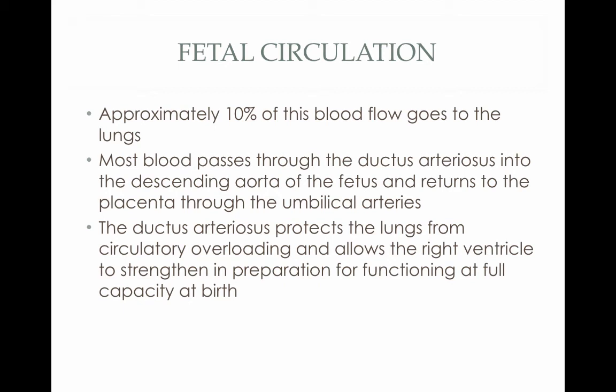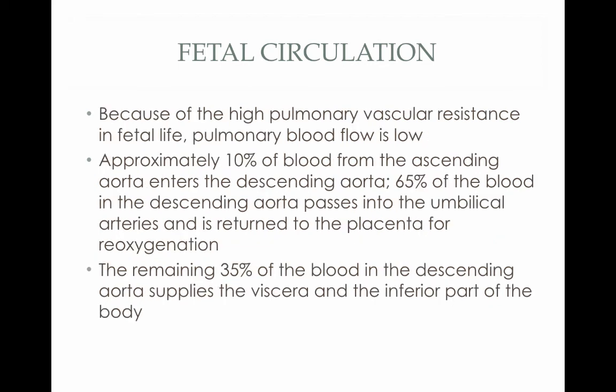Most blood passes through the ductus arteriosus into the descending aorta of the fetus and returns to the placenta through the umbilical arteries. That ductus arteriosus protects the lungs from circulatory overloading and allows the right ventricle to strengthen in preparation for functioning at birth. Again, after birth, we have those closed circuits, the pulmonary circuit and the systemic circuit. Because there's high pulmonary vascular resistance in fetal life, pulmonary blood flow is low.